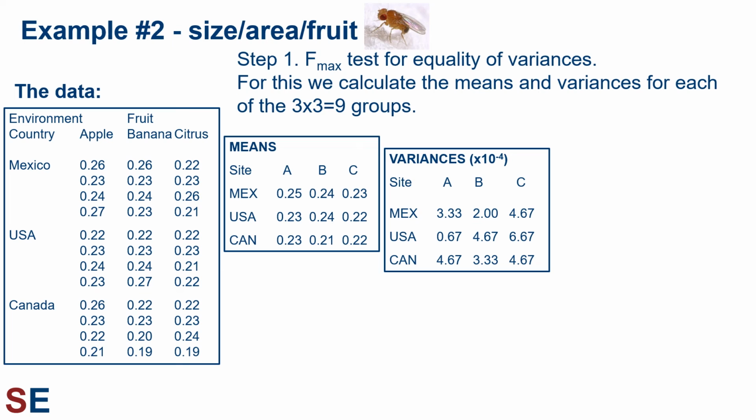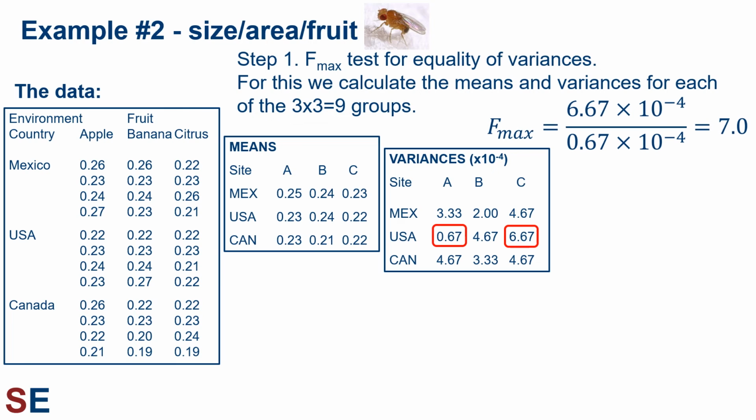Step 1 is the Fmax test for equality of variances, so we calculate the means and variances for each of the 9 groups as shown. The Fmax value is the largest variance divided by the smallest variance, 6.67 times 10 to the minus 4, divided by 0.67 times 10 to the minus 4, for an Fmax of 7.0.